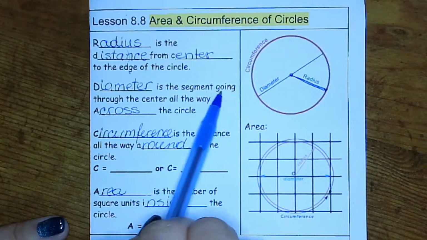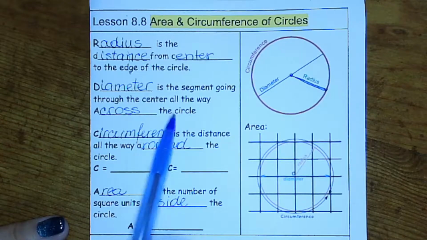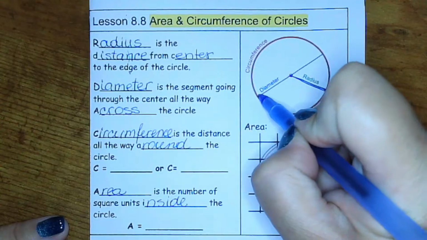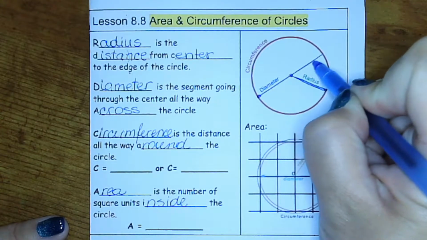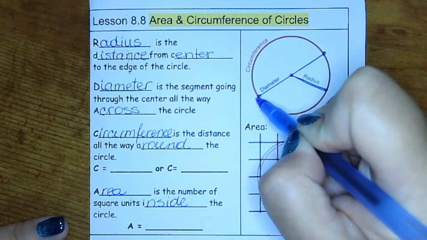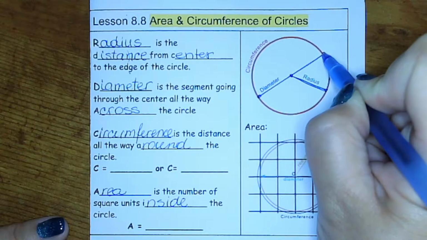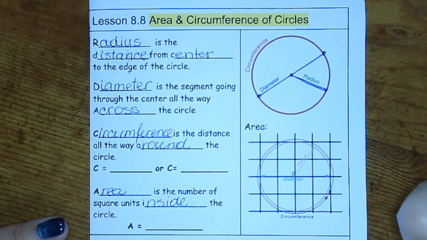Diameter is the segment going through the center all the way across. So the diameter goes all the way from side to side, but it's important that it has to go through the center. So the diameter is like how wide the circle is from edge to edge.